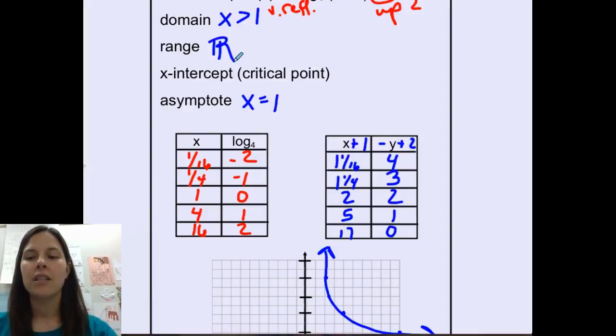And we can see from our t-chart, we found our x-intercept. Remember, an x-intercept occurs where y is 0. So we have an x-intercept at 17, 0.